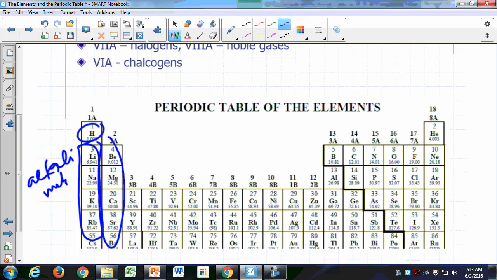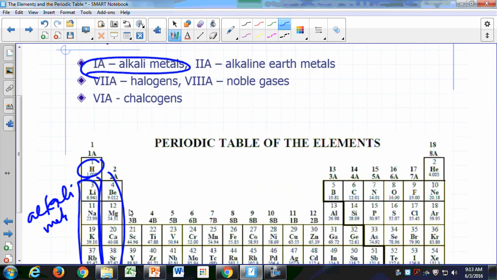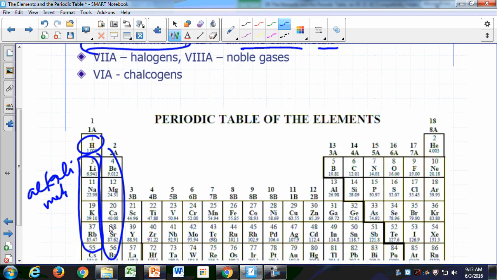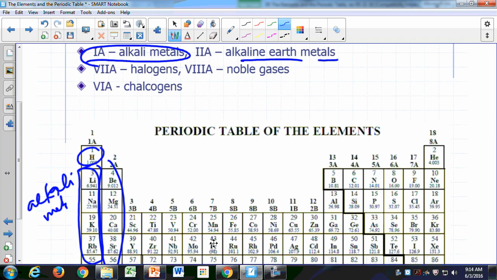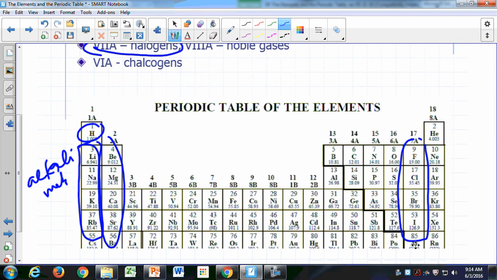2A are known as the alkaline earth metals. So the alkaline earth metals are beryllium, magnesium, calcium, strontium, barium. In 7A, this one right here, you have the halogens. So the halogens are fluorine, chlorine, bromine, iodine, and the bottom one there's astatine.